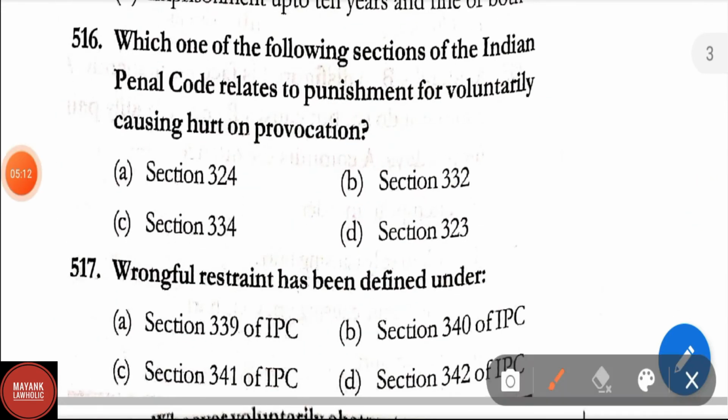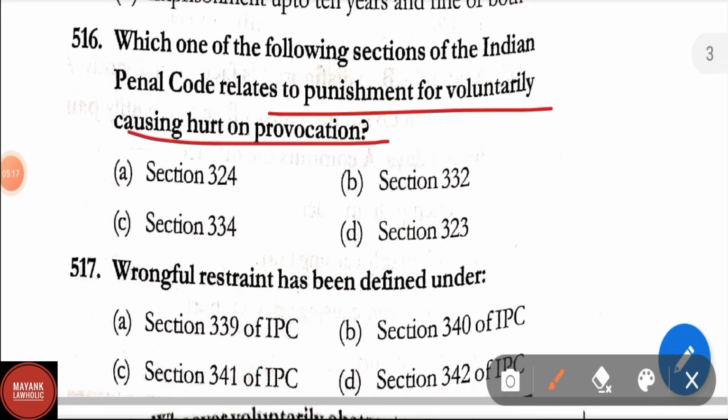Question number 516. Which one of the following sections of IPC relates to punishment for voluntarily causing hurt on provocation? Options are section 324, section 332, section 334, section 323. Correct answer is section 334.